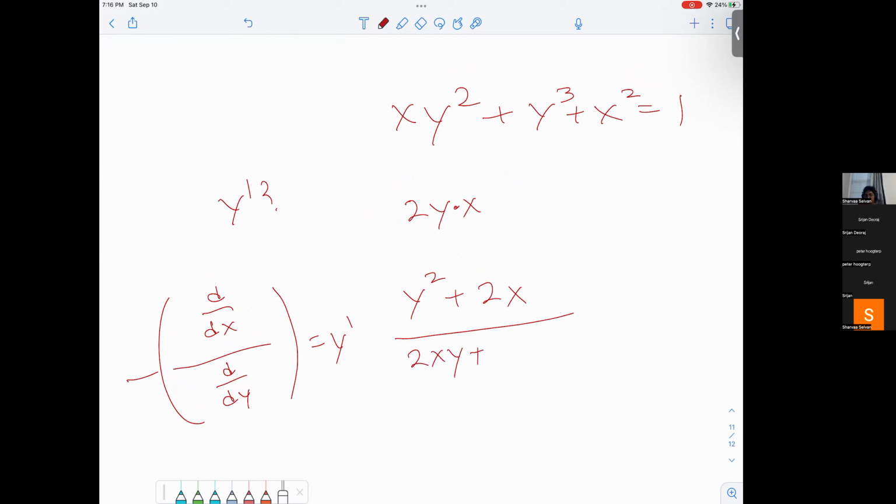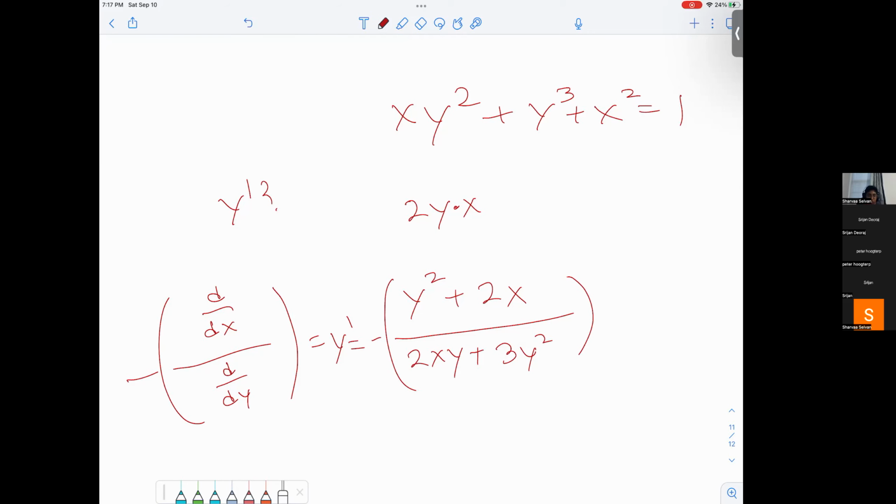And what do we add it to? Well, notice that the x squared does not matter because it's just a constant. We're treating x as a constant. And then y cubed, the derivative is 3y squared. Finally, we take the negative. So we get our final answer is the negative of y squared plus 2x all over 2xy plus 3y squared.